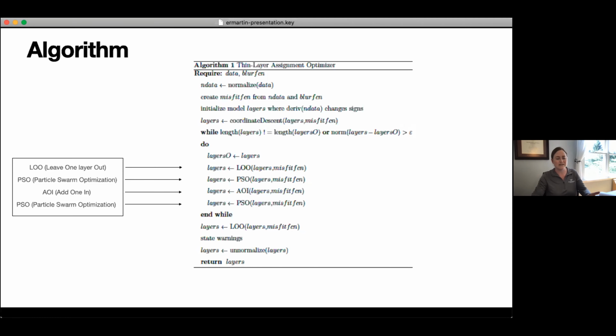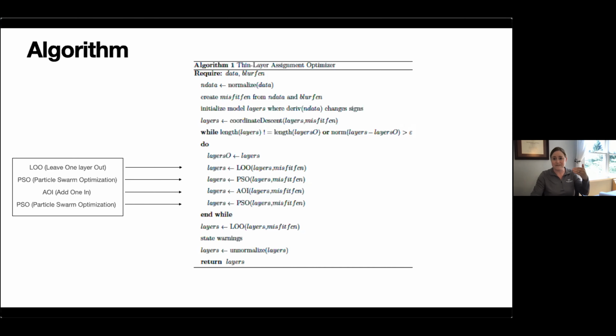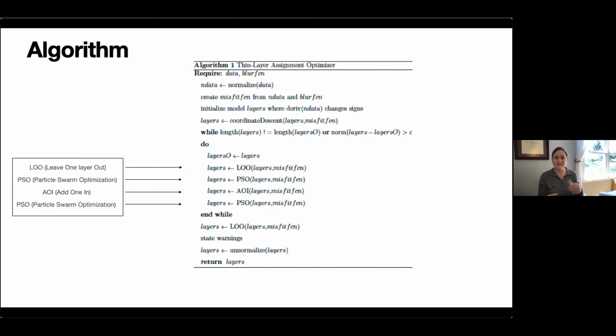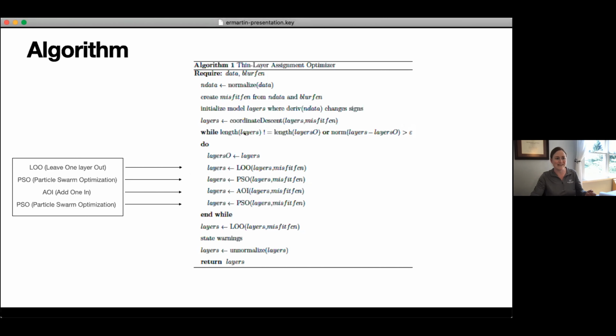And then we go into checking, how do we actually know that we have the right number of layers? So first, we go through a process to leave a layer out. We leave a layer out if that's going to help, and we go into this algorithm to do that. Then we do a little bit of particle swarm optimization. Then we see, do we need to add any layers in other portions of the profile? Hopefully you're not leaving a layer out, then adding it back in. If that happens, that's actually part of the checks that we do as we go through this.